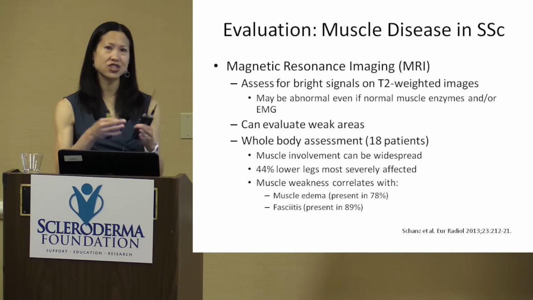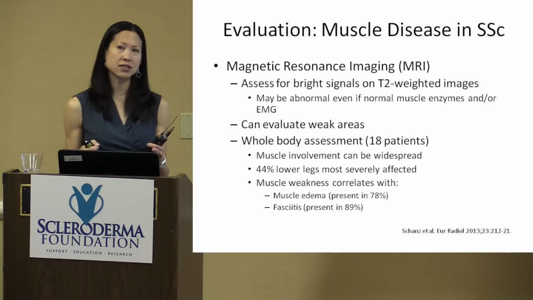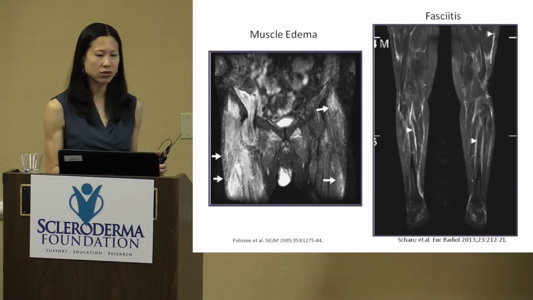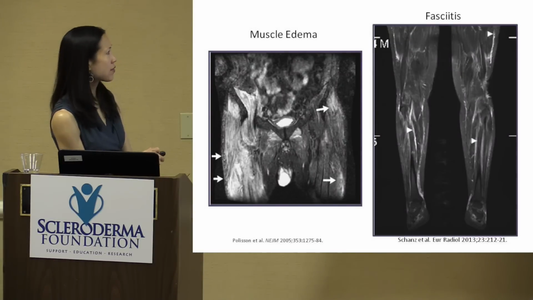So fascia is the tissue that surrounds the muscle, and it's thought that that area can get inflamed as well and lead to muscle weakness. So what does it look like when you look at the MRI? On this side, you can see the arrows pointing to these bright signals within the muscle. This is considered muscle edema.